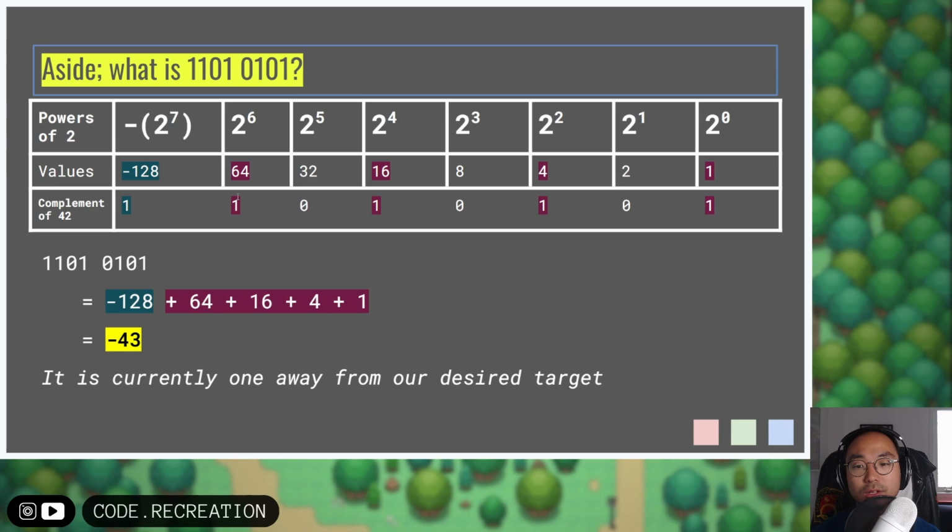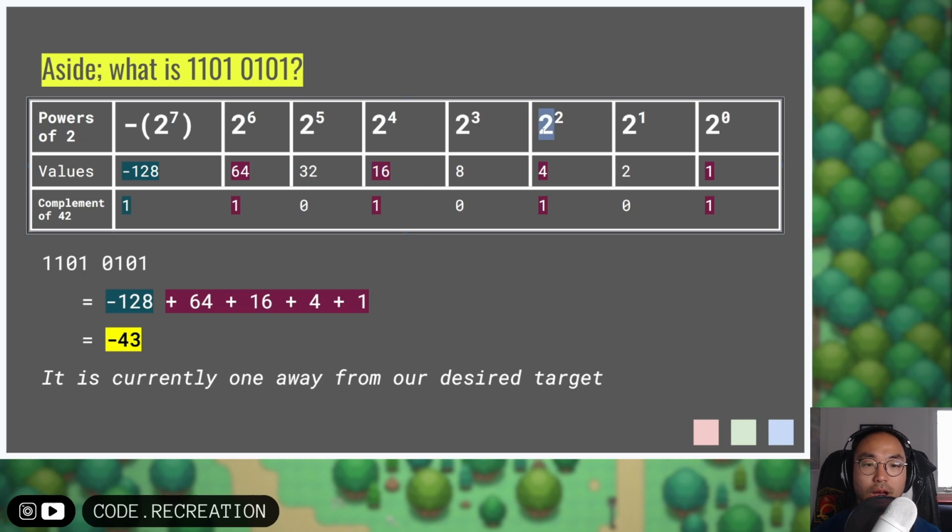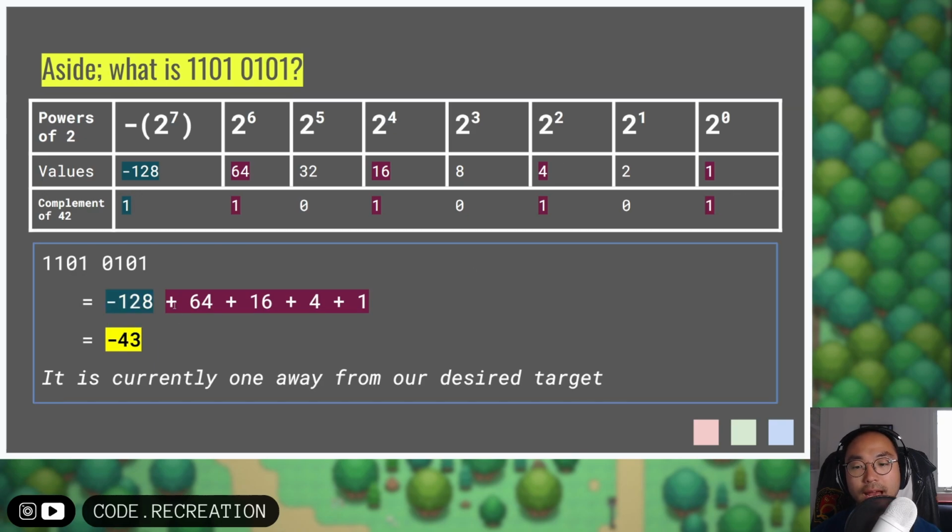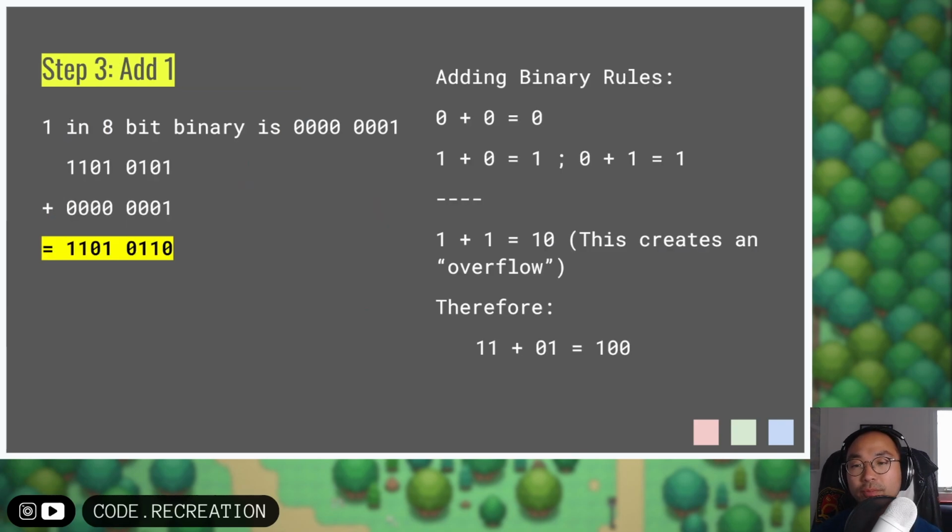The second bit is turned on, so we're going to be adding a positive 64. The fourth bit is turned on, so we're going to add 16. The 6th bit is turned on, so we're going to add 4. And the very last bit is on, so we're going to add 1. So if we take negative 128 and add 64, 16, 4, and 1, we're going to get negative 43. And you'll notice that, hey, that is literally one value, a plus 1 away from our desired value of negative 42. Therefore, in step 3, we're just going to add 1.